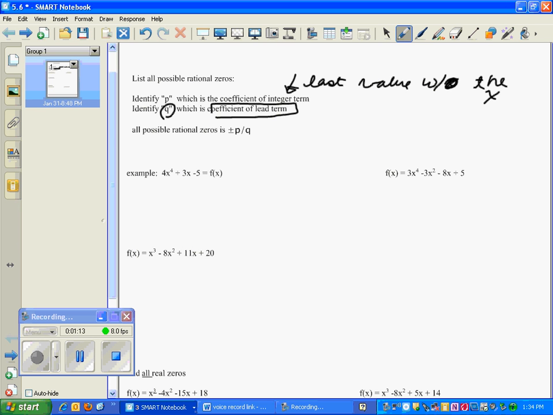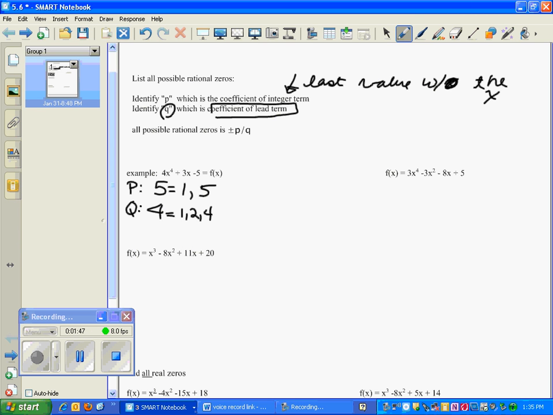So the first thing you do is you identify your P and your Q. And in this example, what's my P? So we don't worry about the sign. So we're just going to say it is 5. And we look at our Q, which is 4. And we come up with our factors. All of the factors of 5 are just going to be 1 and 5. And all of the factors of 4, 1, 2 and 4. Okay?